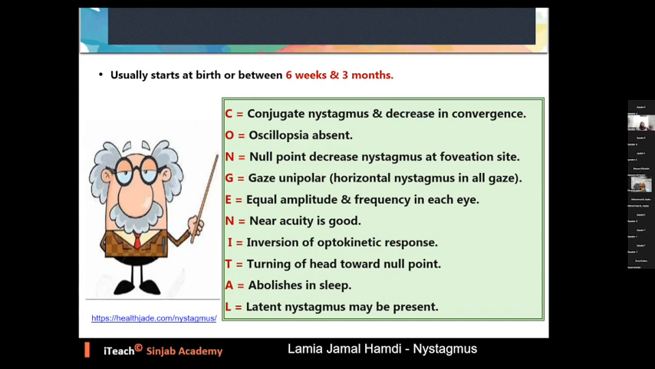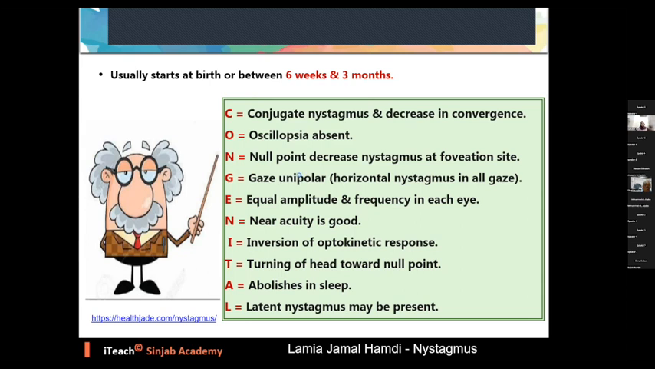E for equal amplitude and frequency. And near vision is good. I, inversion of optokinetic response. T, turning of head toward the null point, abnormal head position. A, approaches and decrease in sleep. And finally, the L, latent nystagmus, may be present.